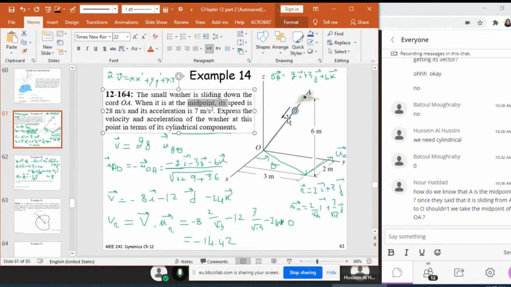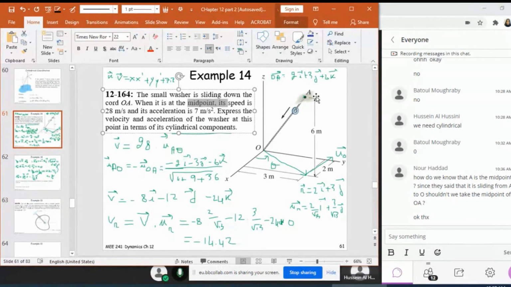Now, if they mean by this the midpoint of OA, so it's somewhere here, it is the same concept, Noor, except that you have to divide the 6 by 2, divide the 3 by 2, and divide the 2 by 2. It will be the same answer, because in fact, I am finding the direction of OA. So it will be the same answer. It doesn't matter if it is over 2. It is direction, all right? And then I'm going to find the unit vector. So it doesn't matter if it is here or at this point, in fact. Okay?